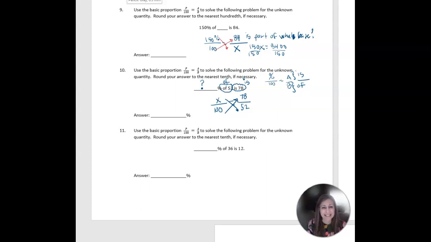Okay, this one is almost exactly the same. So we don't know what the percent is. Our percent goes over 100. Our is number is 12. This is our is number and it goes on top. Our of number is 36, so it goes on the bottom.